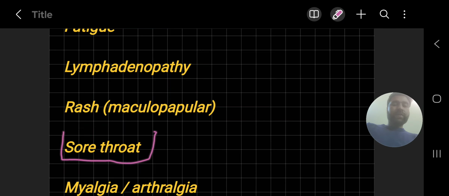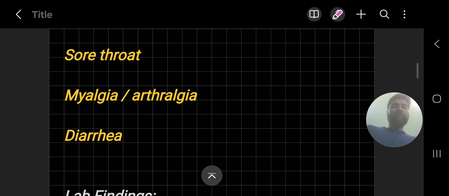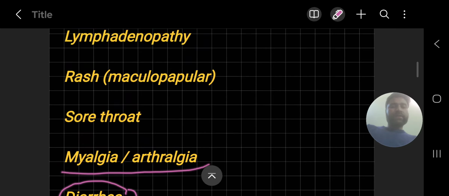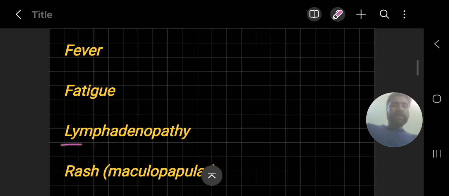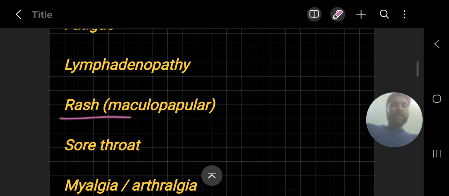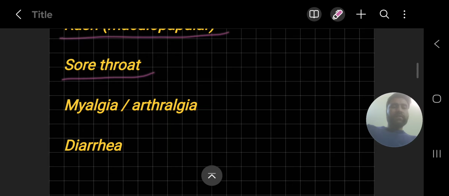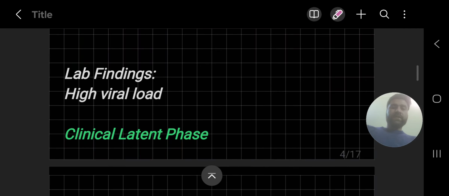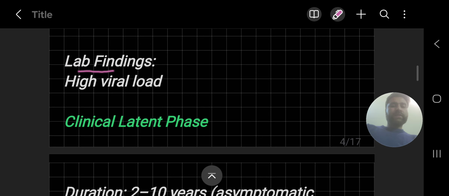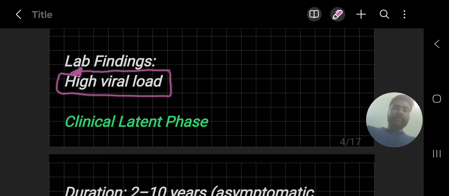You may have oropharyngeal features like sore throat, oral ulcerations. Patient may have myalgia and arthralgia and diarrhea. So, patient has fever, fatigue, lymphadenopathy, generalized rash, sore throat, myalgias and arthralgias, and diarrhea in acute retroviral illness. Now, in acute illness, you will detect that the viral load is quite high.